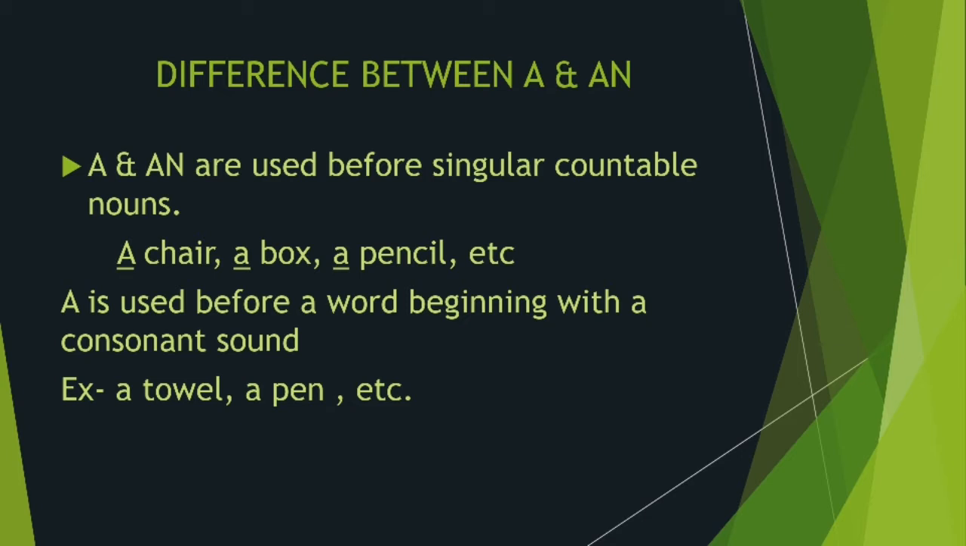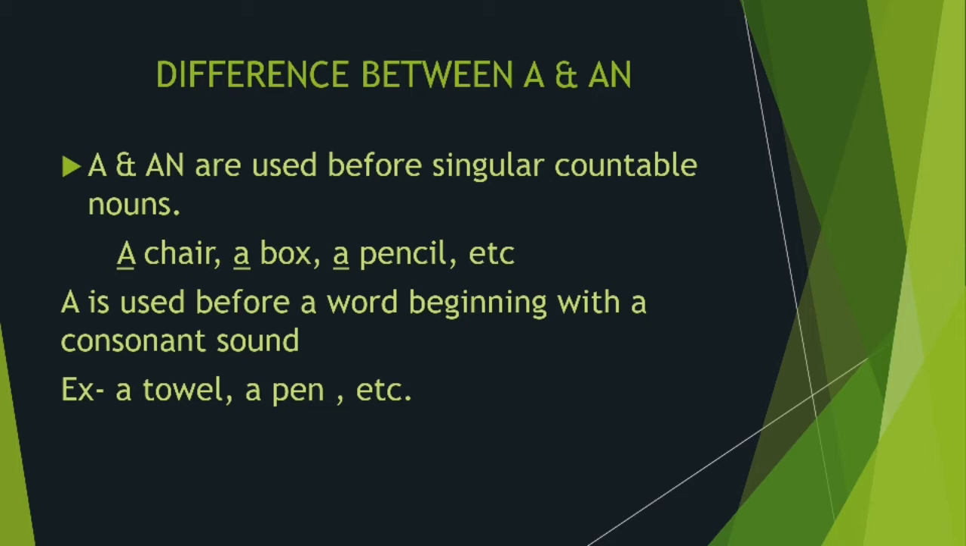Now let's see the difference between a and an. That means हम a कब use करेंगे और an कब use करेंगे. सबसे important बात students, a and an are used before singular countable nouns. हमेशा a और an singular countable noun के साथ यूज होगा. आप सबको पता है a हमेशा singular के साथ यूज होता है, right? Like a chair, a box, a pencil, right? We are talking about one here.